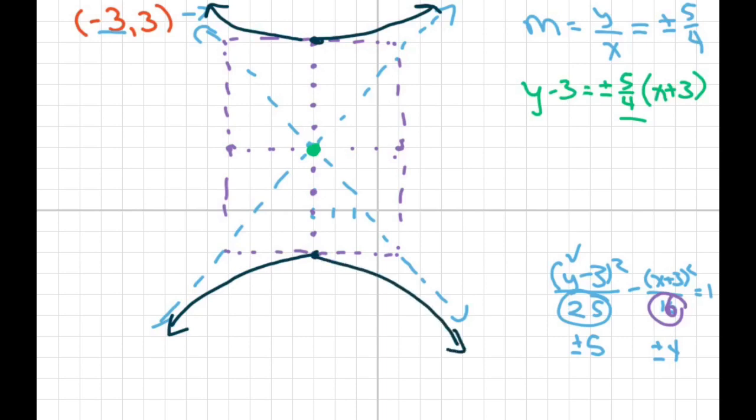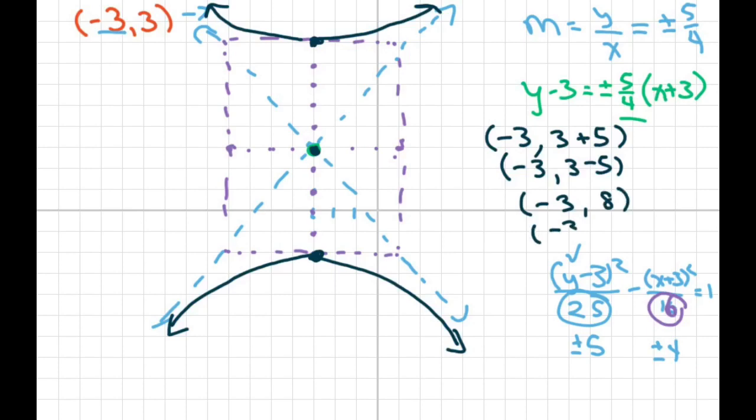All right? So these are your vertices. What we did on the y, we started at 3, so we have negative 3. We started at 3 on the y, and we added 5, and we subtracted 5. So this would equal negative 3, 8, and negative 3, negative 2. So those are your vertices.